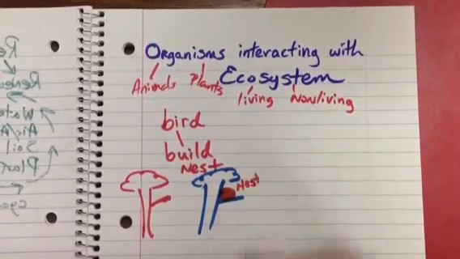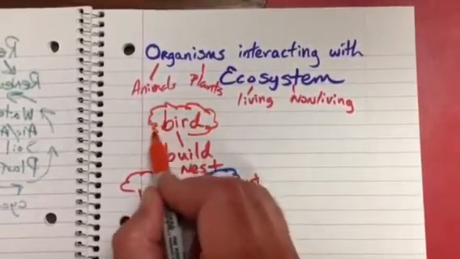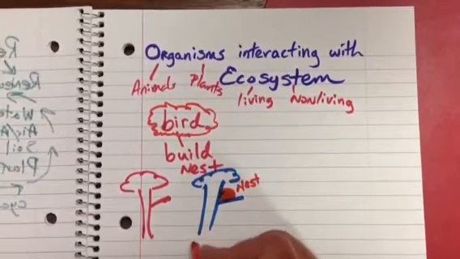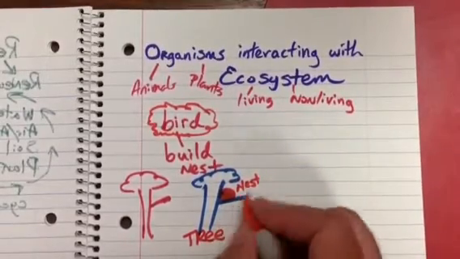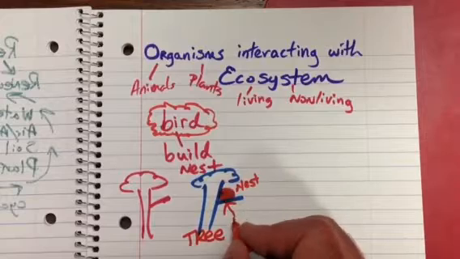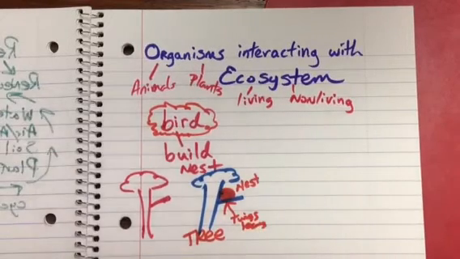The tree doesn't build the nest itself, only the bird. So the bird is interacting with the living and the non-living. The living would be the tree. The non-living would be all the little twigs and branches, the dead things for the nest. Twigs, leaves, whatever it wants to use. It can use whatever it wants. But that's how the bird is interacting.